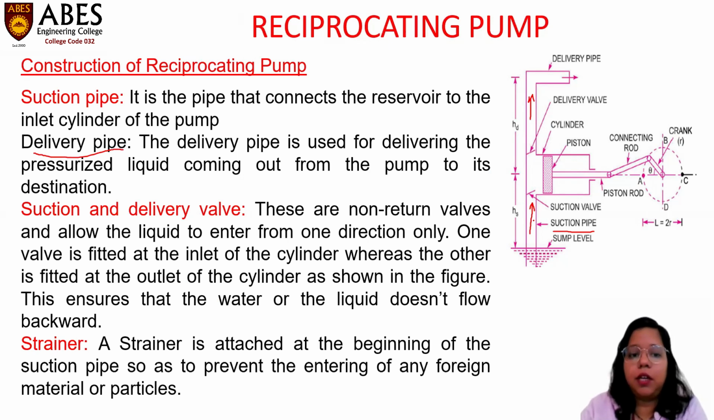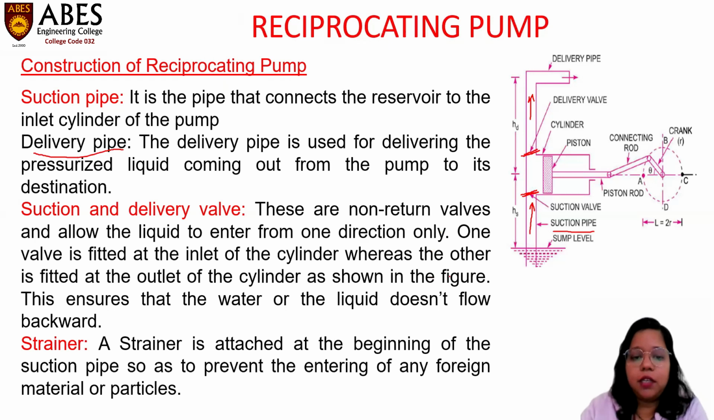Then there are suction and delivery valves attached. Suction valve is attached at suction pipe. Delivery valve is attached in delivery pipe. These are non-return valves and allow the liquid to enter from one direction only. One valve is fitted at the inlet of the cylinder, and another one is attached at the outlet of the cylinder. This ensures that the water or the liquid doesn't flow in backward direction.